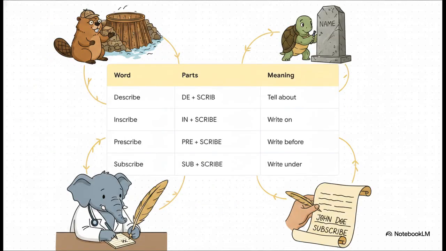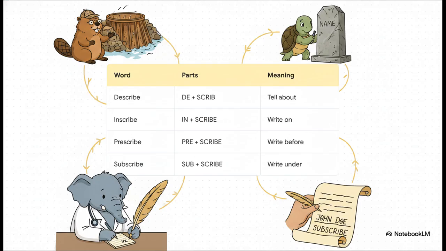All right, let's use a little bit of prefix math to break down our first major set of scrib words. Take the word describe. Originally, it meant to write down an account of something, like if I asked you to describe your favorite animal. Next up is inscribe, which simply means to write in or on something. An author might inscribe a book for you, or a king might inscribe words onto a giant stone monument. Then we have prescribe. Well, pre means before, so a doctor writing out your medical instructions beforehand is prescribing medicine.